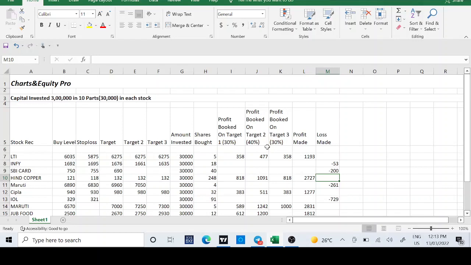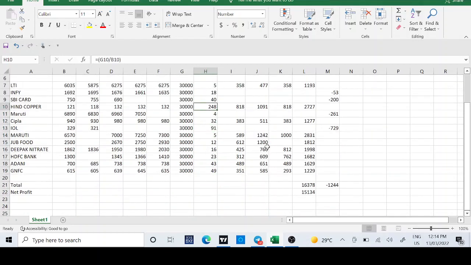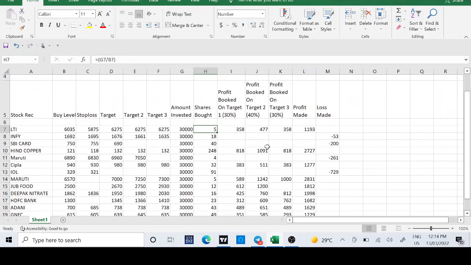To start with, we have given a buy on LTI at 6035 levels with a stop loss of 5887.5 for the target of 6275, which it achieved. In the same way we took an Infosys trade with a 3 rupee SL, which got hit, and then SBI Card, which again got hit. This Excel can be very useful for all the people who want to understand. We have divided the capital in 10 parts, and here is the number of stocks which could be bought with the amount of 30,000.